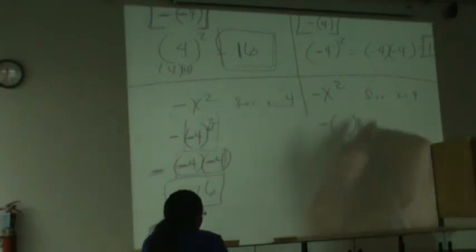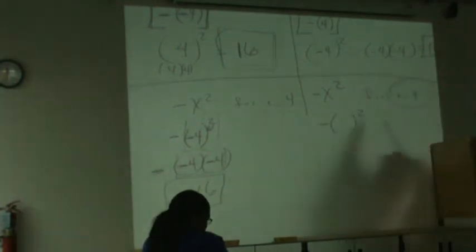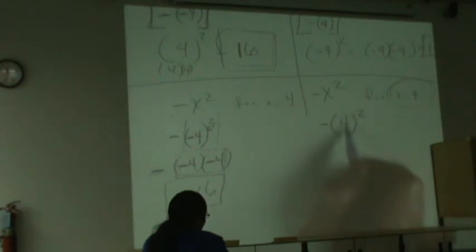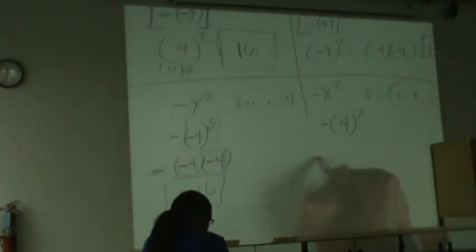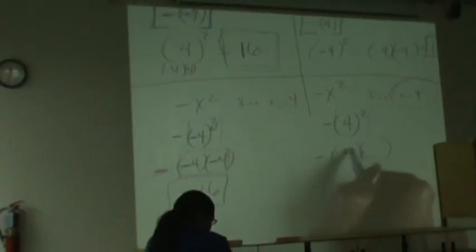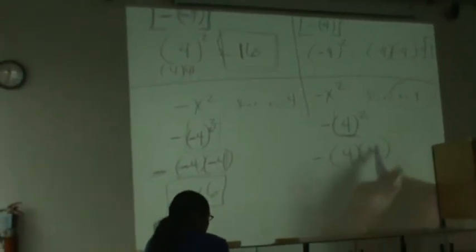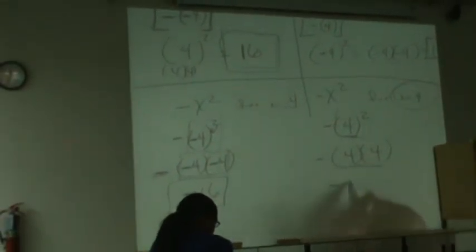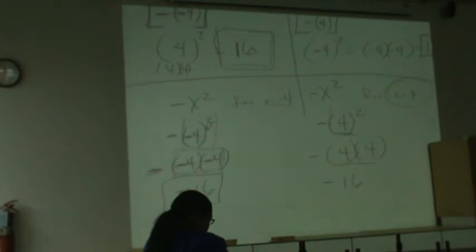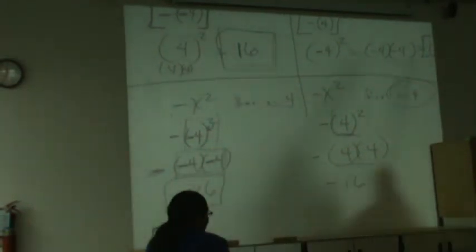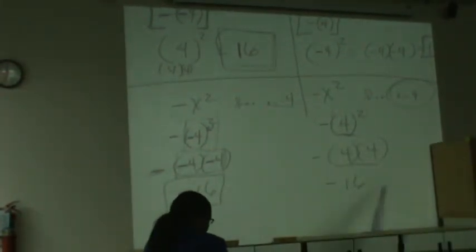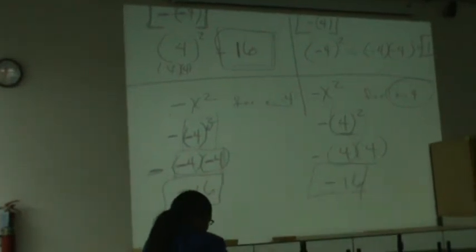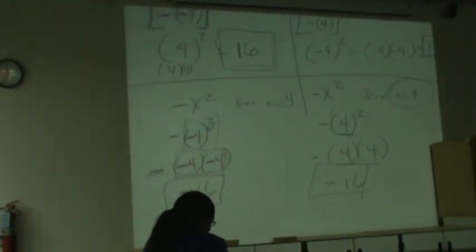The negative part's not squared. Replace x with 4. That means this negative stays. This is the only part that's squared. This right here. That one also gives us a negative 16. So you got 4 answers. 16, 16, negative 16, negative 16. So number 68 would be the same way. You'll probably have 2 positives and 2 negatives.